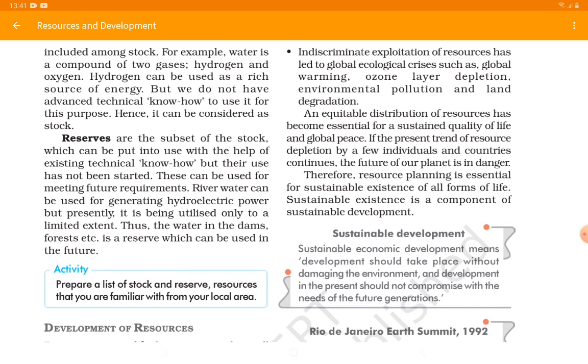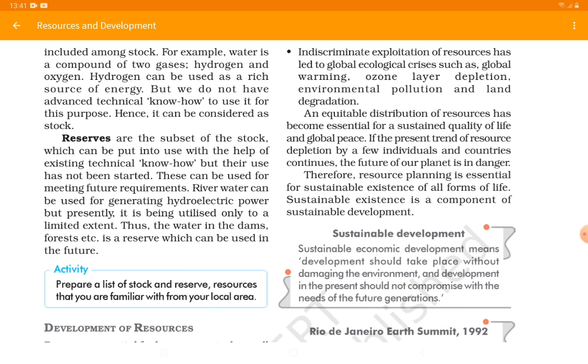Now what is sustainable development? Sustainable economic development means the development should take place without damaging the environment, and development in the present should not compromise with the needs of future generations. Now there are 2 points included here. This is a 1-mark question.